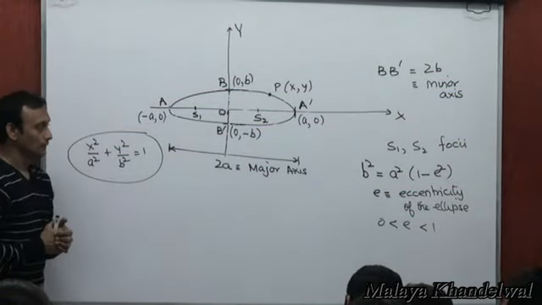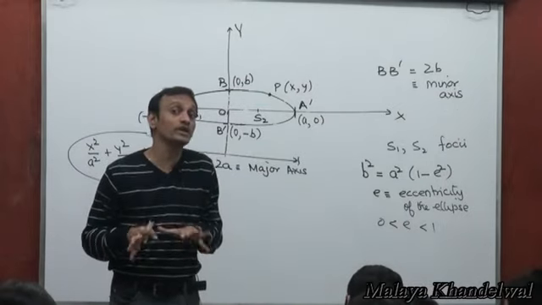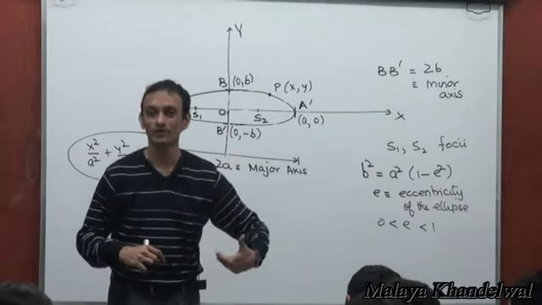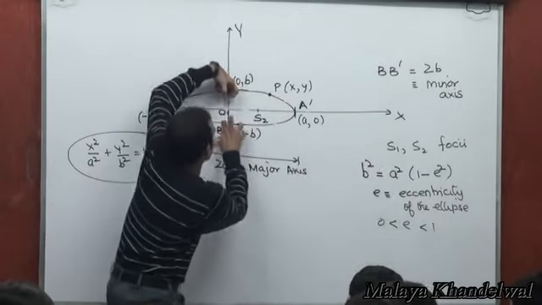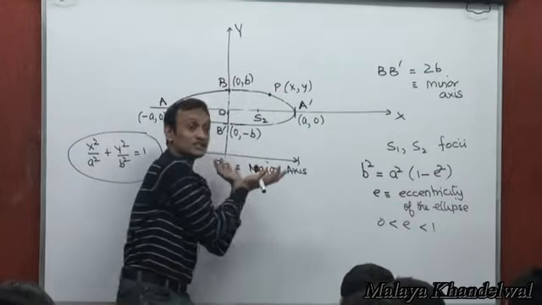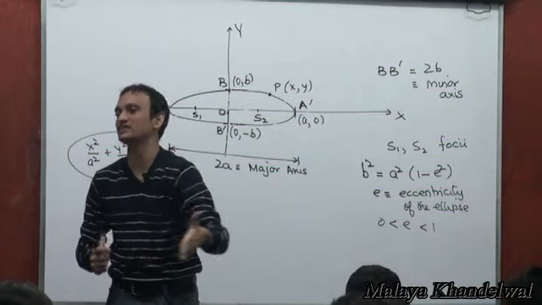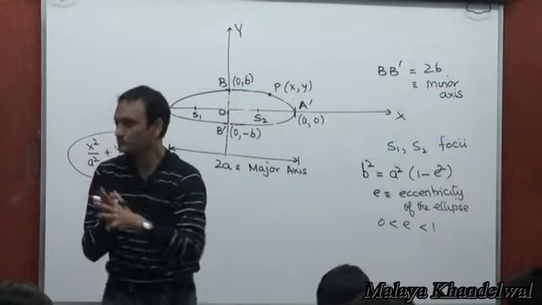For a circle is really a special case of an ellipse. The eccentricity becomes 0. E is 0. When E becomes 0, B becomes equal to A. And when B becomes equal to A, this becomes a circle. So a circle is a special case of an ellipse with the semi-major axis and the semi-minor axis equal to 1. Right?